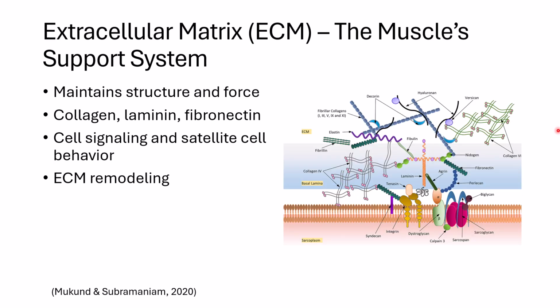Muscle isn't just about fibers. It also has an important support structure known as the extracellular matrix, or ECM. This network of collagen, laminin, and fibronectin provides stability, aids in force transmission, and helps regulate muscle repair. When the ECM becomes overactive due to chronic injury or disease, fibrosis occurs. That is where excess connective tissue replaces healthy muscle. This stiffens the muscle, reducing its ability to contract properly. So while we often focus on muscle fibers, the ECM is just as important in maintaining healthy movement.